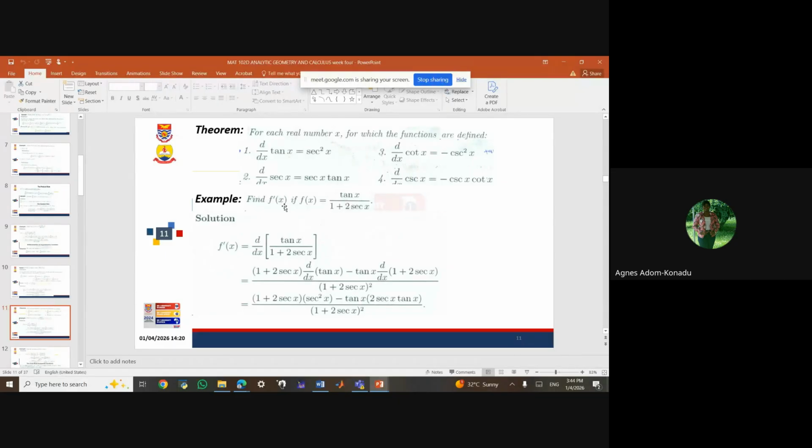So example, we want to find f prime if f of x is equal to tan x over 1 plus 2 sec x. So this one we have to use the quotient rule. So d dx of the function, quotient rule: I'll keep 1 plus 2 sec x, then I'll differentiate tan x, minus tan x times the differential of 1 plus 2 sec x, all divided by (1 plus 2 sec x) all squared.